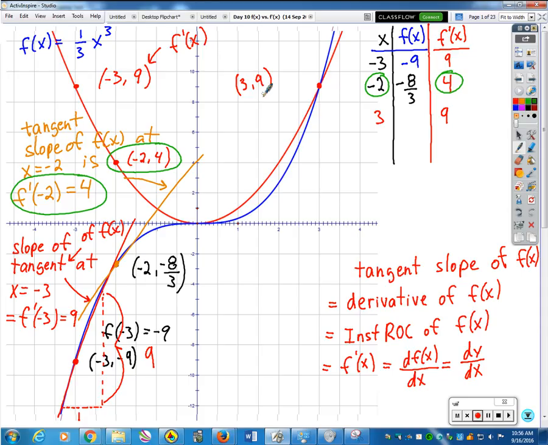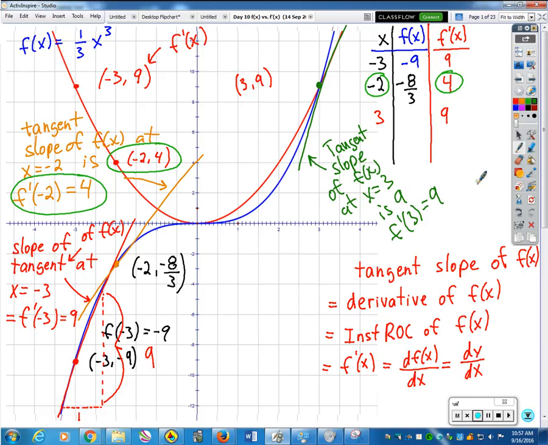Perfect. So 3, 9 means at an x coordinate of 3 on both graphs, 9 is one thing, it's the y coordinate on the f prime graph. But it is also the value of the tangent slope on the f graph or the blue graph. So if I draw a tangent line on f, kind of like that, the slope of the green line is also 9. That's on the blue. So the tangent slope of f of x at x equal 3 is 9. So f prime of 3 is equal to 9.